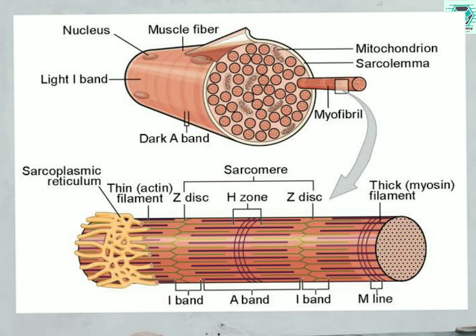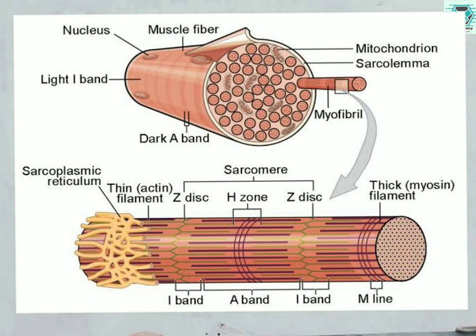The thick band is known as A band and the thin band is known as I band. The two Z lines we can see. Between the two Z lines, the area is known as sarcomere. So during the contraction phase, the sarcomere shortens as the muscle contracts, and when the muscle relaxes, again the sarcomere extends.